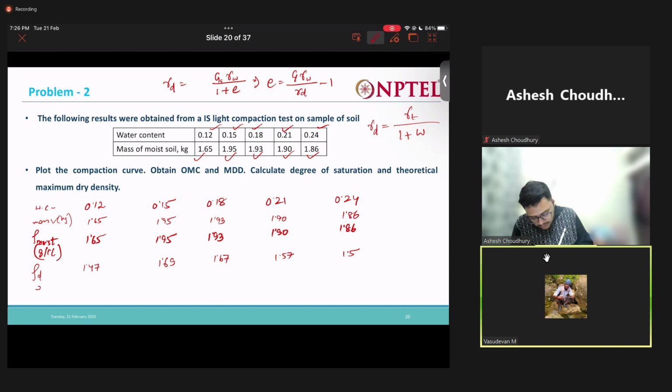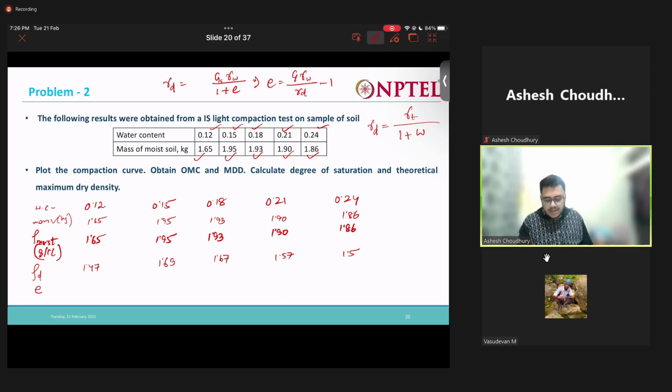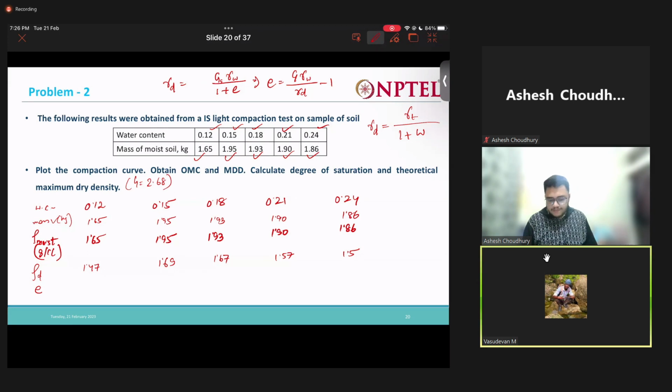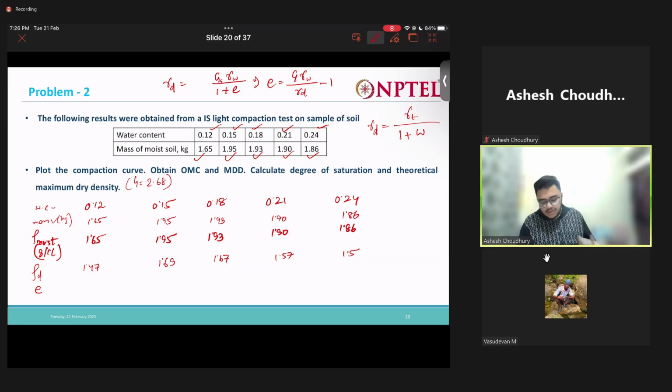So from here we can determine the void ratios for all the cases, because G we know. In the question I forgot to give G, you can take G equal to 2.68. So G you know, gamma W you know, gamma d you know. So e you can calculate for everything. So please tell me what will be the void ratio for the first one. What will be the void ratio?